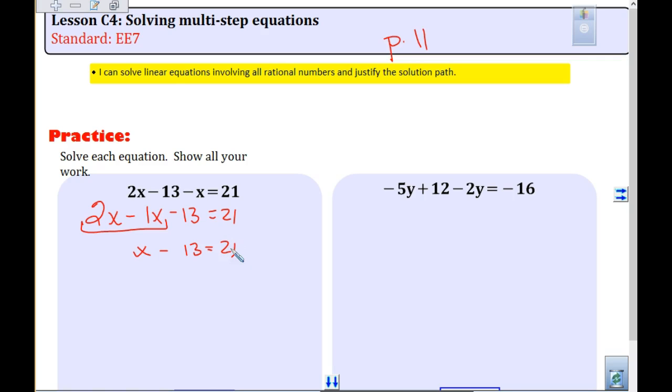Pretty easy problem at this point, right? If I'm going to be solving this one, what do I need to do to get x by itself? Add 13 on both sides. So we add 13. And we are going to have x is equal to 34.